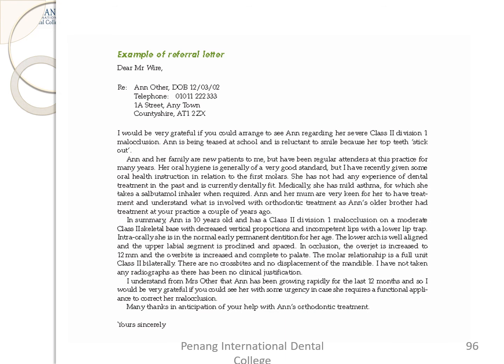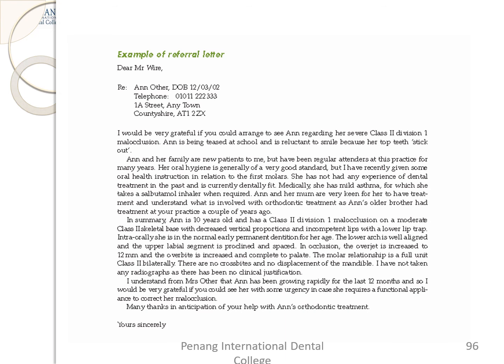Medically, she has mild asthma. Medical history is very, very important and has been mentioned here, for which she takes a salbutamol inhaler when required. Anne and her mum are very keen for her to have treatment and understand what is involved with orthodontic treatment, as Anne's older brother had treatment at your practice a couple of years ago. So they understand the problem, they know that it is going to be 1.5 to 2 years of treatment, and there is going to be some pain. They have all gone through it previously.